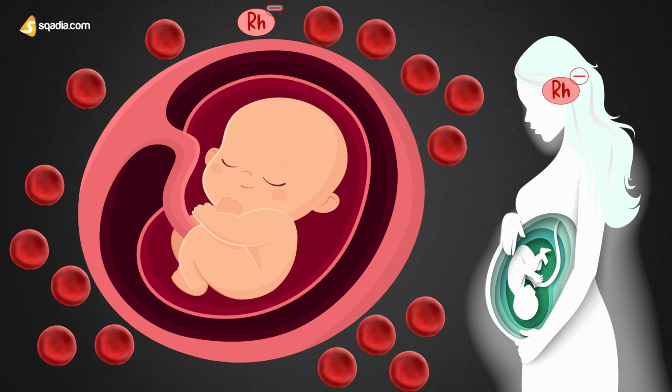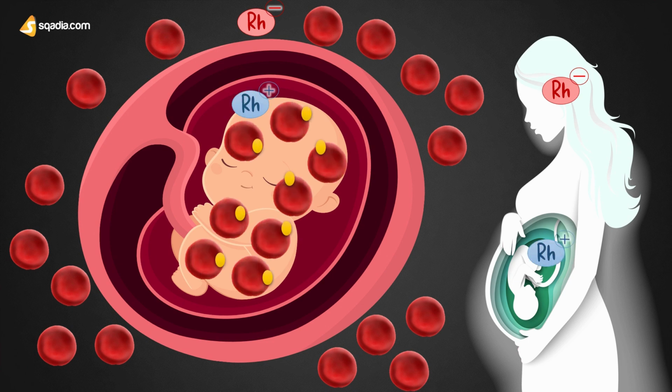Here, we will take a closer look at the mother's blood. That is without Rh antigen, as it is Rh negative, and a fetus's blood with Rh antigen, as it is Rh positive, with a placental barrier in between.